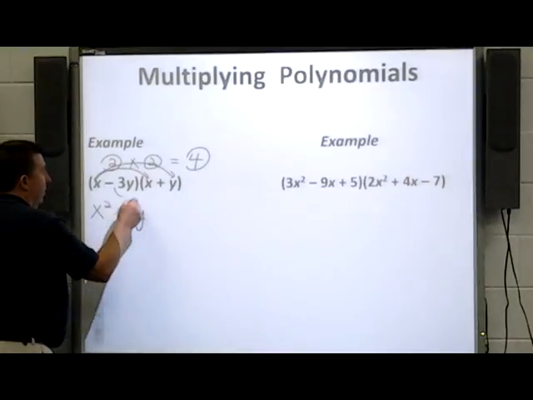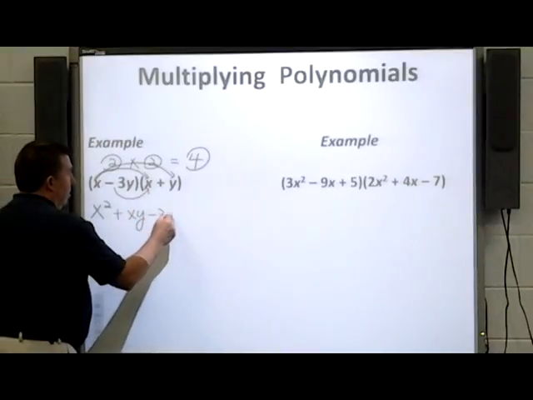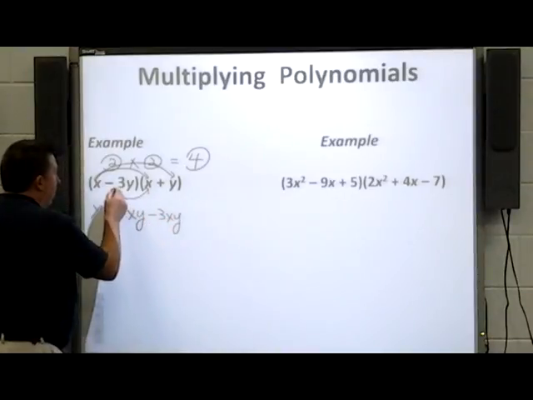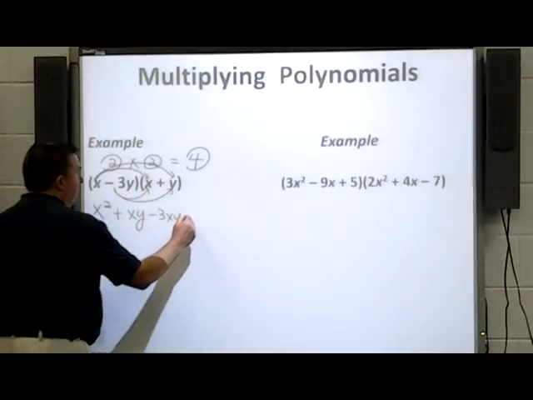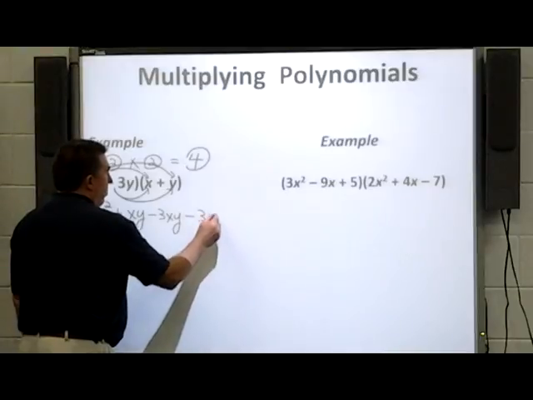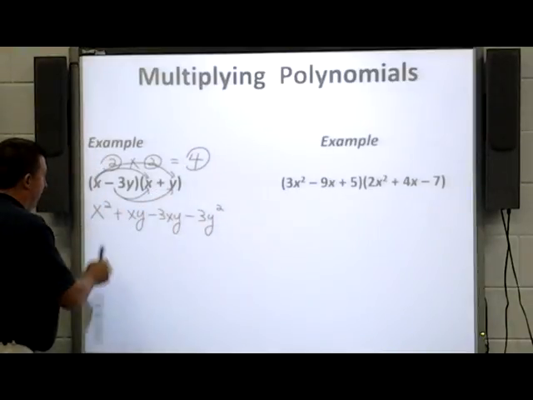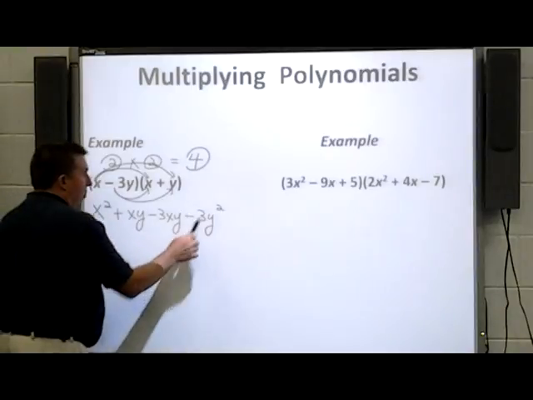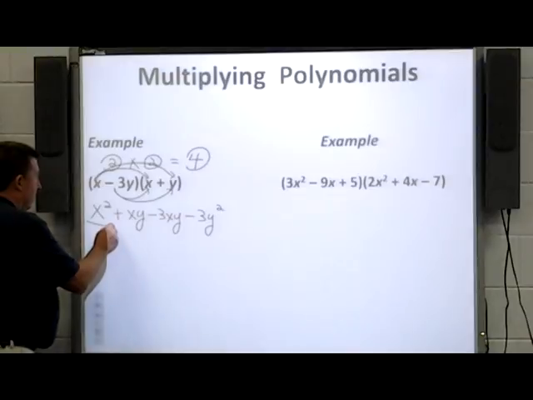The inner terms are negative 3y and positive x. That's going to give you a negative 3xy. And your last terms are negative 3y and positive 1y, which is going to give you negative 3y squared. I started with 2 times 2. I should have 4 terms when I get finished. 1, 2, 3, 4. I do that. And now I have to combine the like terms.